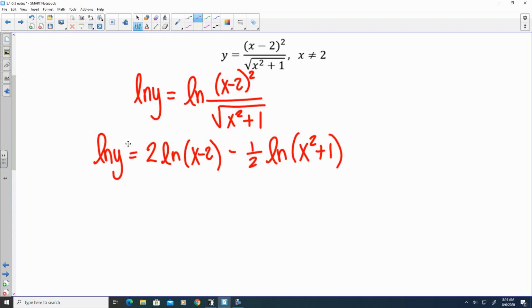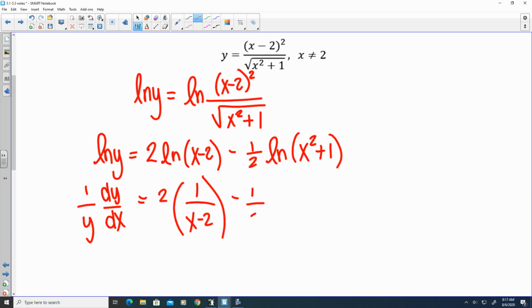Okay, so now I'm going to take the derivative of every term that I see. Keep in mind when I take the derivative of the left side, this is implicit differentiation. So I'm going to have 1 over y dy dx. When I take the derivative of a y term, I have to put that dy dx there to indicate I took the derivative of a y term. Versus on the right side where I just treat it like normal, derivative of the inside over the inside, both pieces.